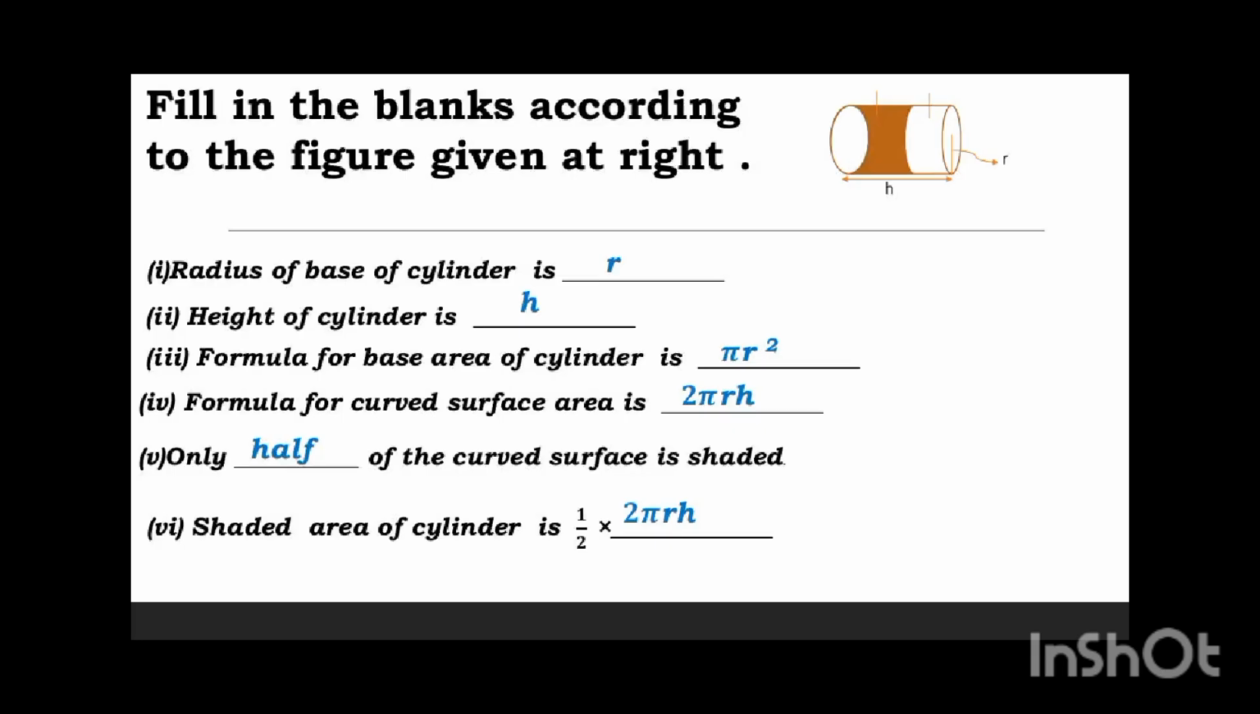Okay, so fill in the blanks according to the given figure at the right. So the radius of the base of the cylinder is r.